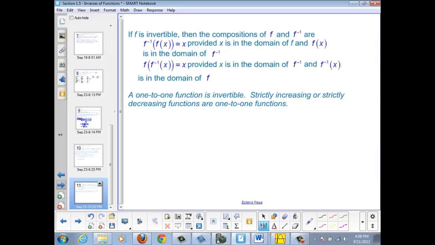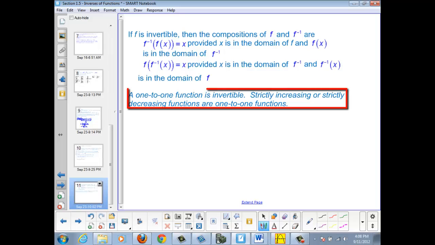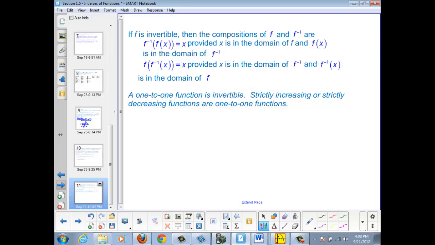And remember, a one-to-one function is invertible. Strictly increasing or strictly decreasing functions are one-to-one functions. All right, that sums up lesson 1.5.